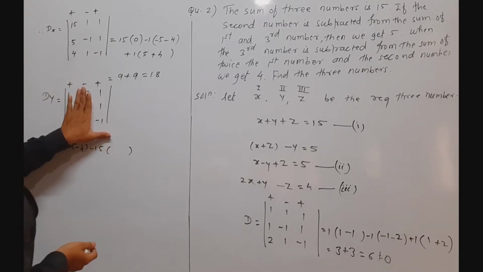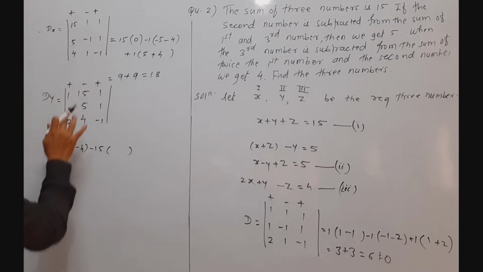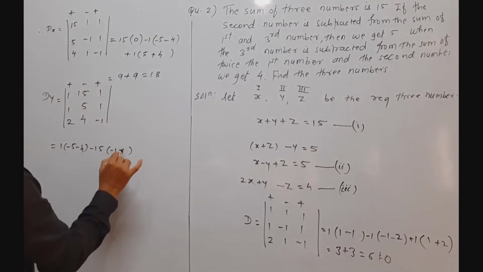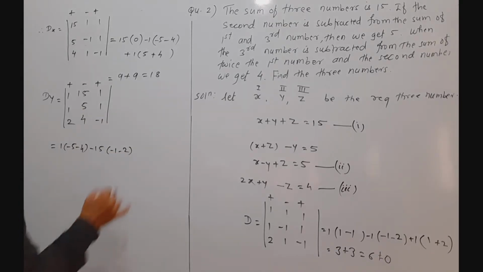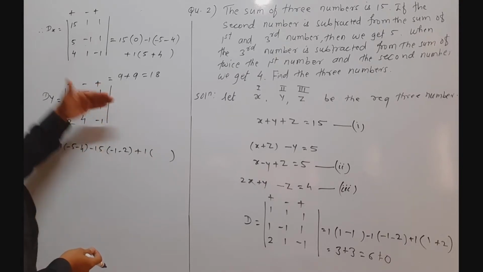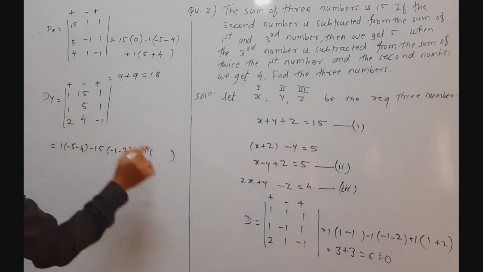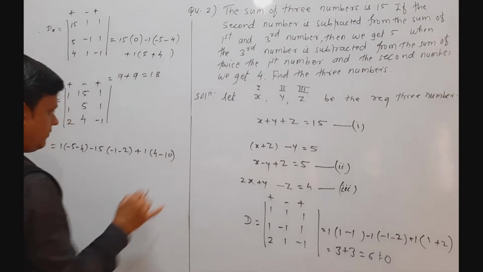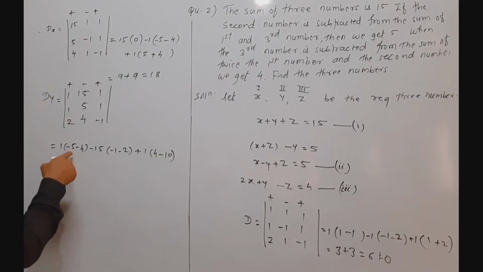We skip second column, first row, so 1 into minus 1 is minus 1, minus 2 into 1 is 2, so minus 1 minus 2, plus 1 in bracket. We get here, we skip third column, first row, 1 into 4 is 4, minus 5 into 2 is 10. So right here minus 5 minus 4 which is minus 9, minus 9 into 1, we write here minus 9.